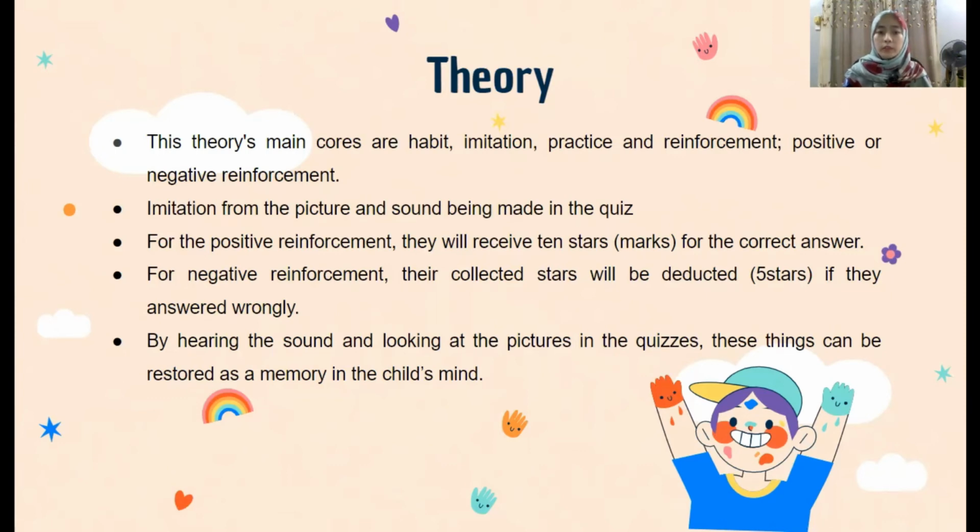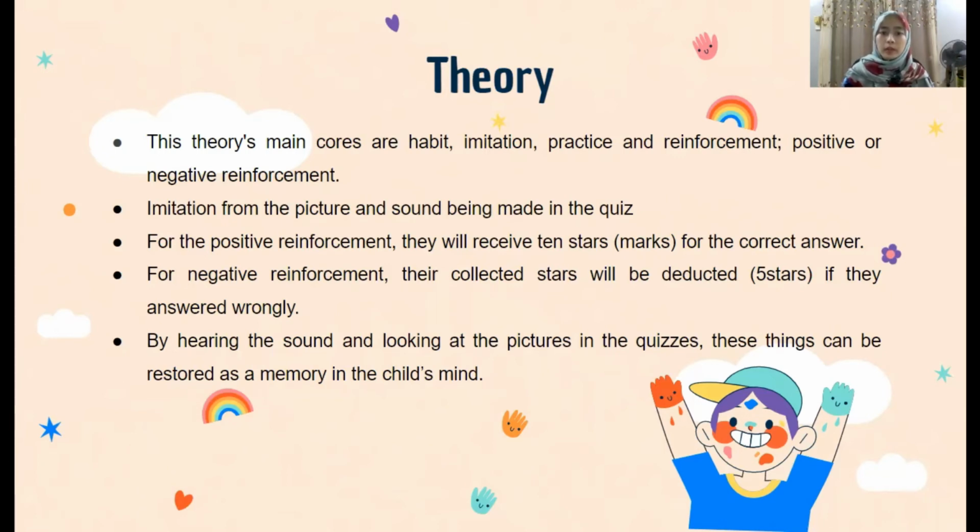For the negative reinforcement, their collected stars will be deducted if they answer wrongly. In order to keep their stars or their ranks higher, they cannot keep failing. If they keep failing, their stars will be deducted, and it will motivate the kids to do better. I want to do better, so I will practice more to get more stars, something like that.